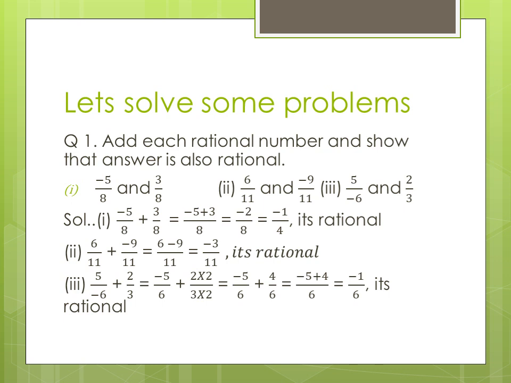By which number will we multiply 3 to make it 6? It is 2. So we multiply it by 2, but we can't only multiply the denominator, we have to multiply the numerator by 2 also. So what we got is 4 by 6. Now we can easily add them up, because the denominators are equal. So add the numerator part. Minus 5 plus 4 will give us minus 1. So minus 1 by 6 is our answer, which is also rational. That is what we have to prove in this question, that if we solve all three, we get a rational number as the answer.